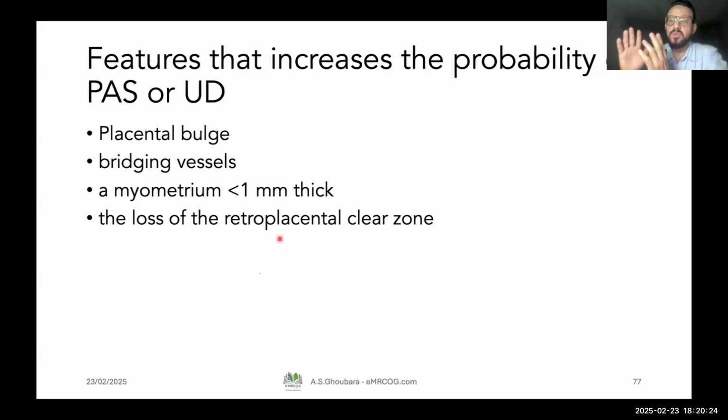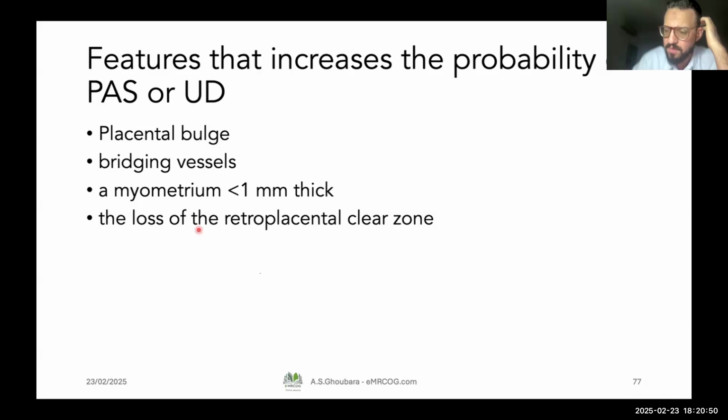So now we try to move away from the normal placenta, and we're suspecting either PAS or uterine dehiscence. If you just read them, it makes a lot of sense. Placental bulge, bulging of the placenta, because in uterine dehiscence there is a very thin scar, so the placenta can bulge inside the bladder. Bridging vessels, thin myometrium, less than 1 millimeter thick, loss of retroplacental clear zone.